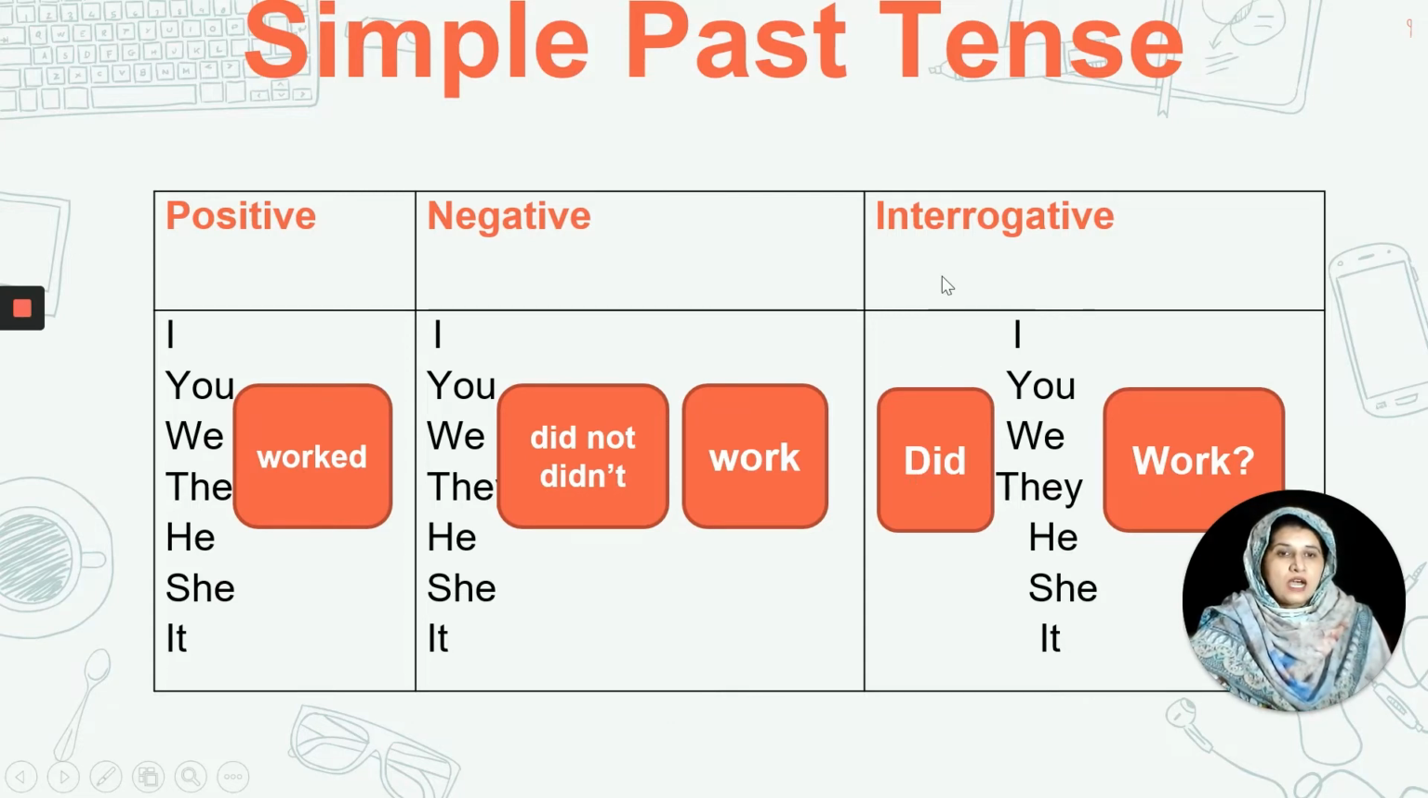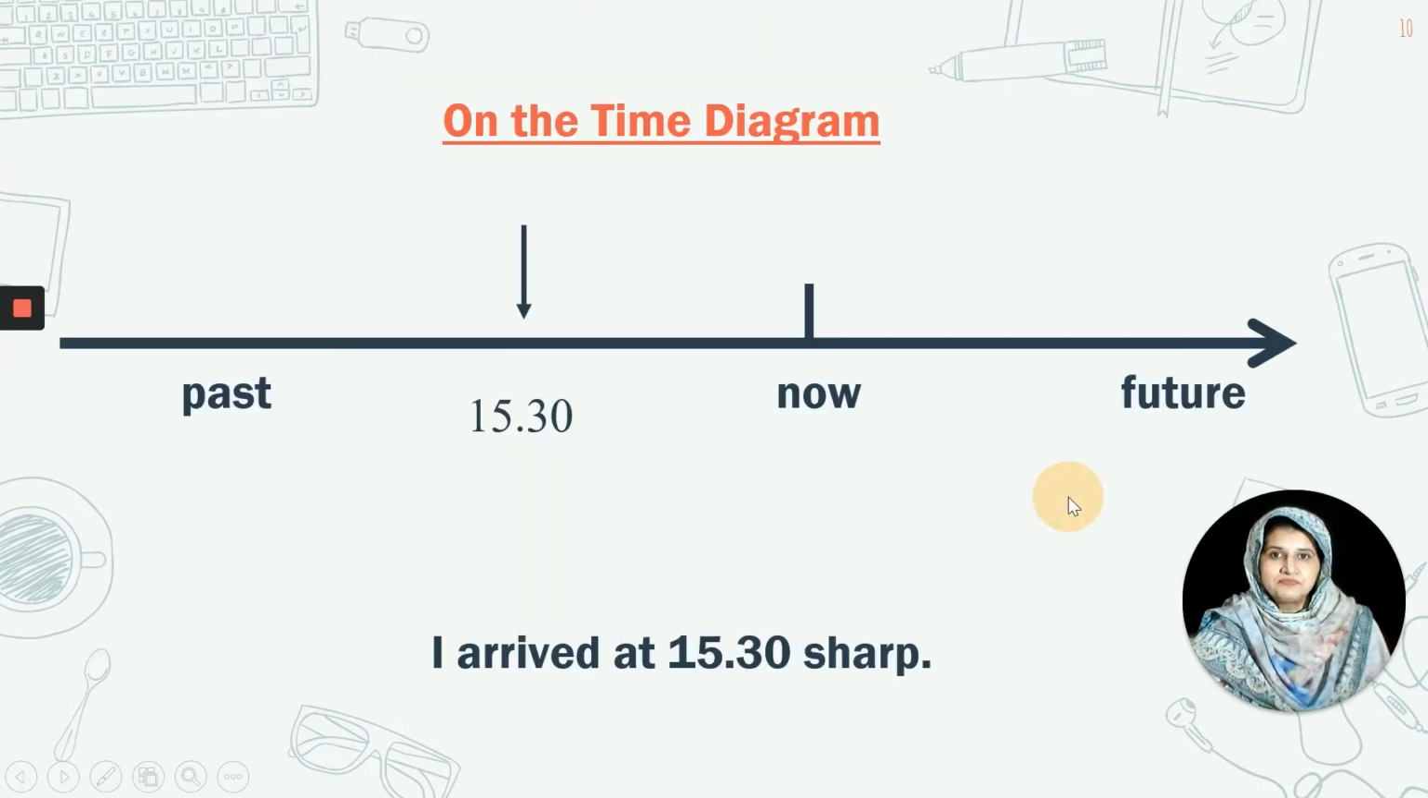Now we will see how to write the interrogative sentences. Did I work? Did you work? Did we work? Did they work? Did he work? Did she work? Did it work? Right? Let's see on the time diagram.